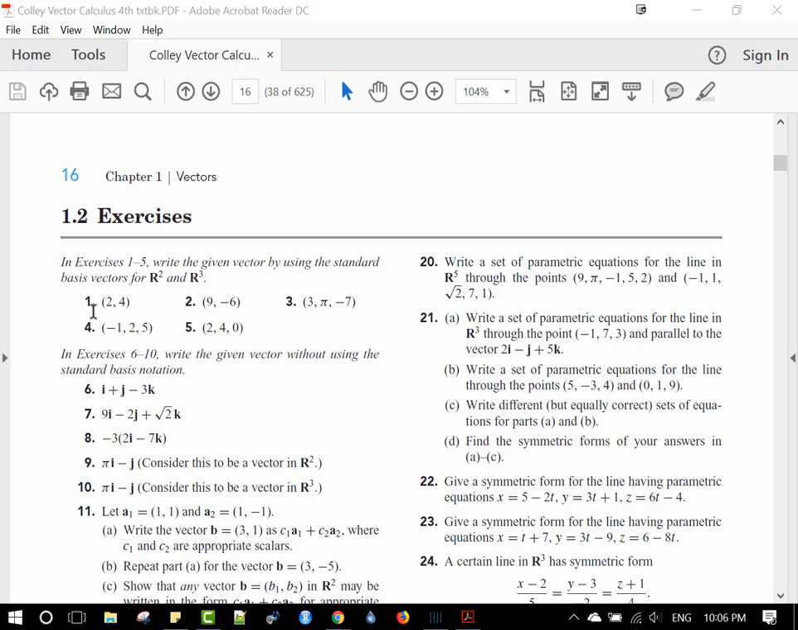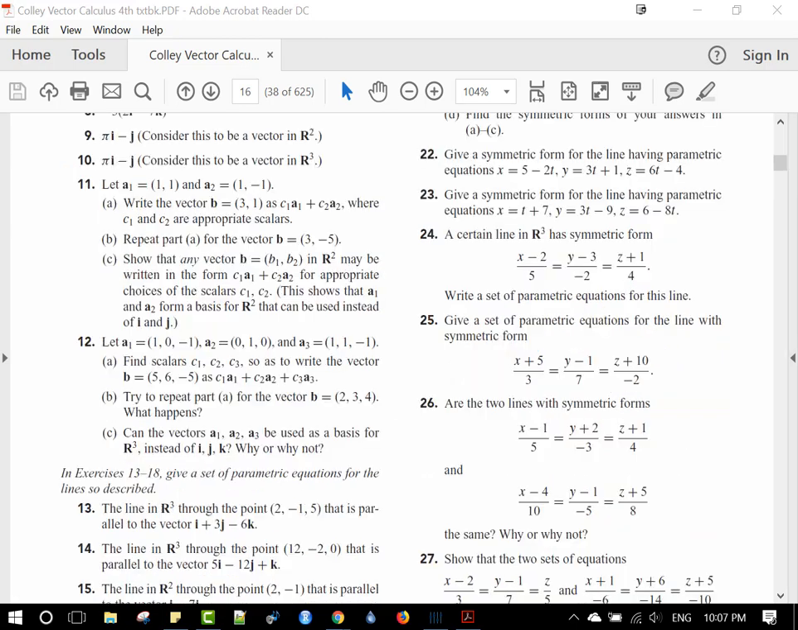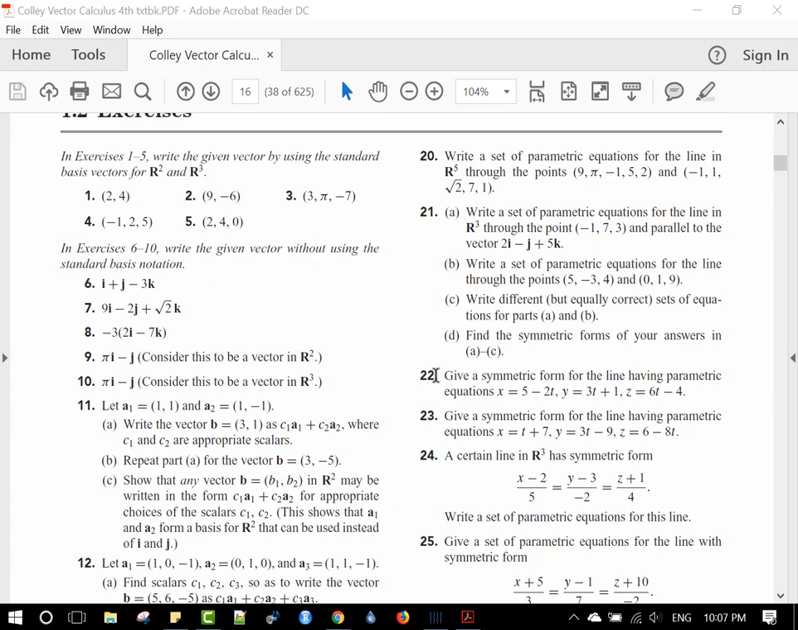So for homework, do 1 and 3 here, 7 and 9 here, and number 13 here, and one more, number 22.